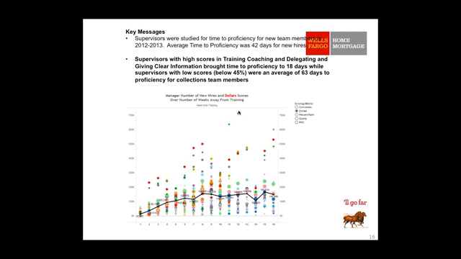But certain managers, we call them nurturers, brought that time to proficiency to 18 days, while supervisors that had not taken training in coaching and delegating were an average of 63 days. That told us, to help this line of business, that the supervisors in this job function, for these thousands of team members, are helped if they have an understanding of training, coaching, and delegating, giving clear information. We structured and developed courses, and we were able to bring the time to proficiency down by a considerable margin.